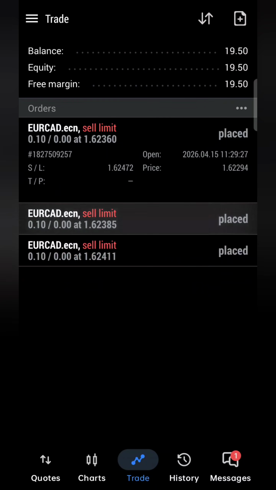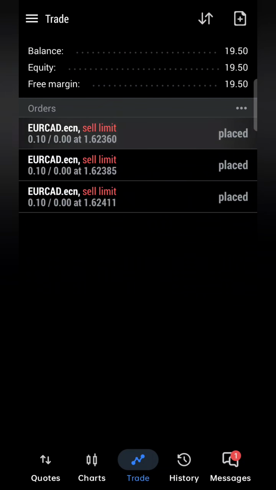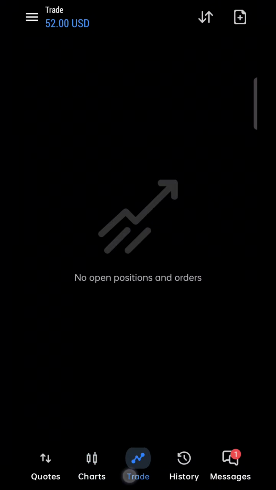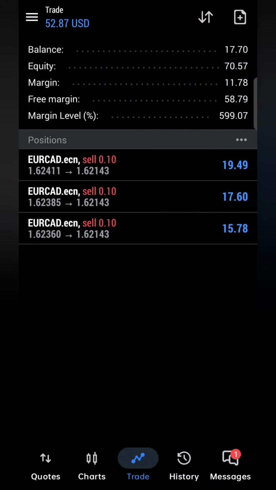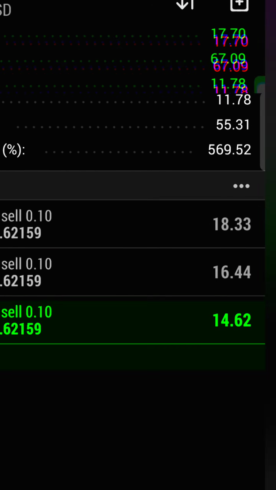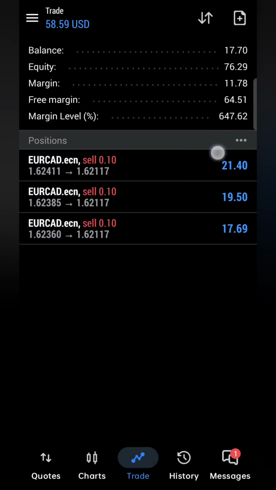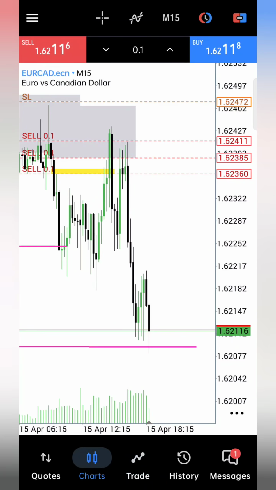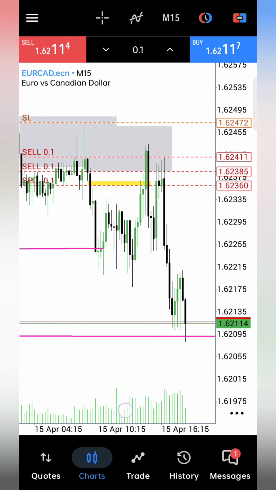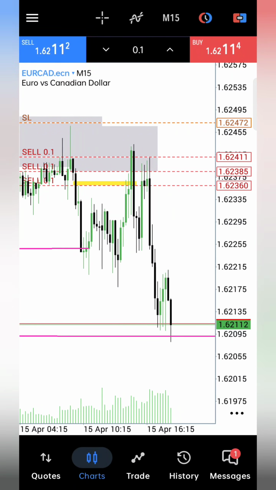So here I have placed all my pending orders. Let's see what happens next. As you can see here, all of my orders have been executed in the market, and the price has already moved in my direction. Right now, all of my positions are in profit. As you can see here, my positions have reached my target, which was the most recent liquidity area. So now I'm going to close all my orders and secure my profits.